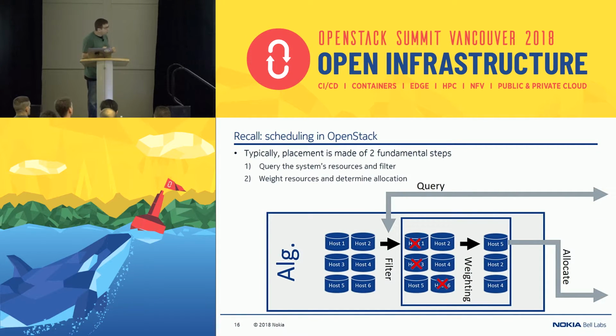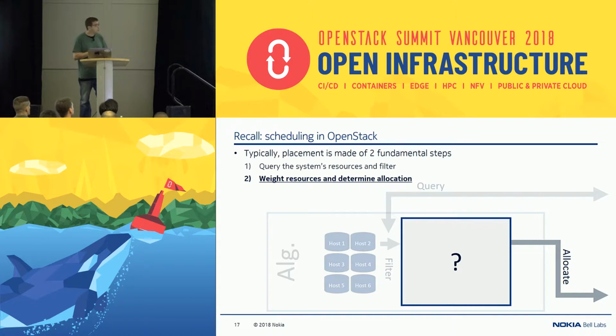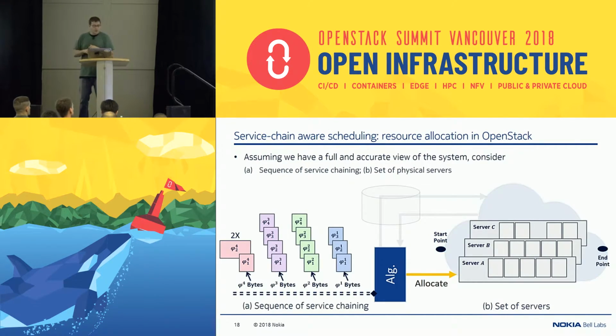Now I'm going to recall the process for scheduling. We started with a query, and I've presented to you an idea for an implementation of how to query properly. Now we are going to talk about the second part, which is how to perform the allocation. So assume now that we know everything about the system, and let's discuss for a second how to allocate each request. So let's look at an example. Again, we are assuming that we have a full and accurate view of the system.